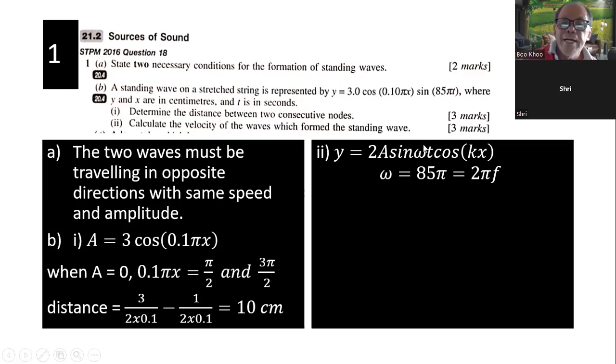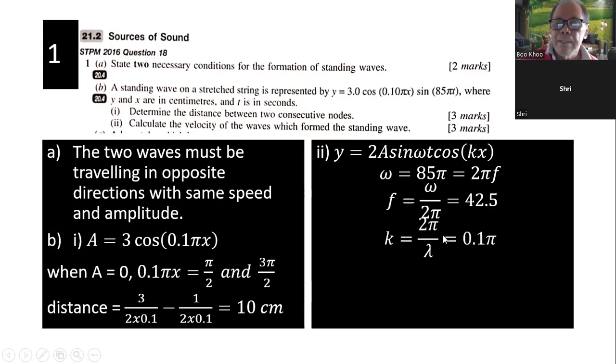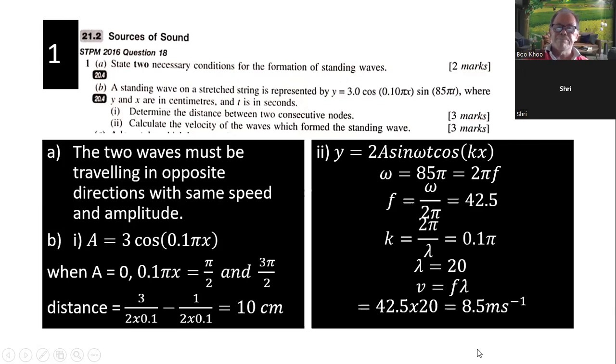Right? Omega, go back to refer: omega is 85 pi. And we compare it to 2 pi f, your frequency. Right? And after that, go and find your wavelength. That's okay. 0.1 pi is 2 pi over lambda. So find your lambda. And v is f times lambda. Okay, that's all.